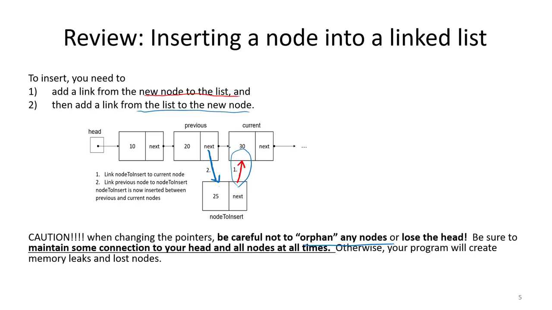Remember, whenever you're manipulating nodes of your linked list, you need to maintain some connection between your head pointer and all of your nodes at all times. If you make a pointer point somewhere else, and you are no longer able to access a node with some pointers, then you'll lose access to that memory, and you'll create what's called a lost node. So make sure you remember to maintain contact between the pointers of your list and the nodes that you're trying to insert.